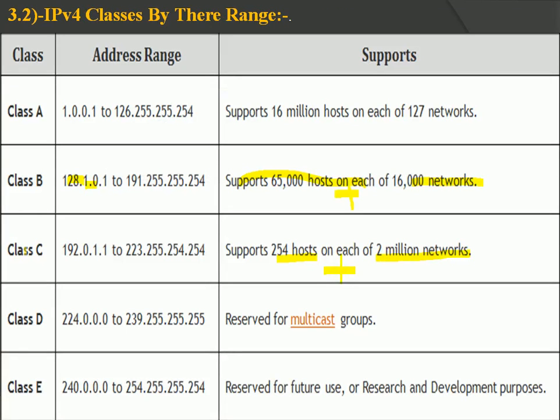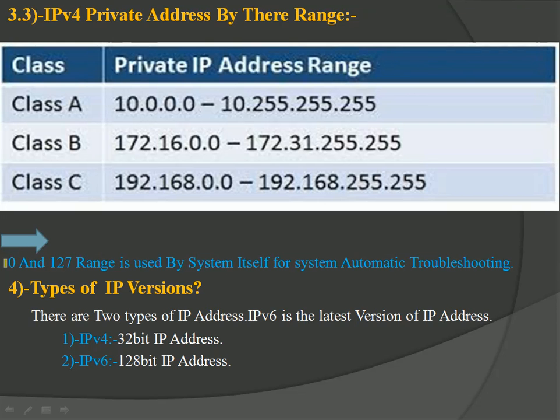So guys, while understanding the IP ranges, you may think, where are the 0 and 127 ranges? So guys, here I describe that the 0 and 127 ranges are used by the system itself for automatic troubleshooting. Means that range is used by our system for troubleshooting itself.